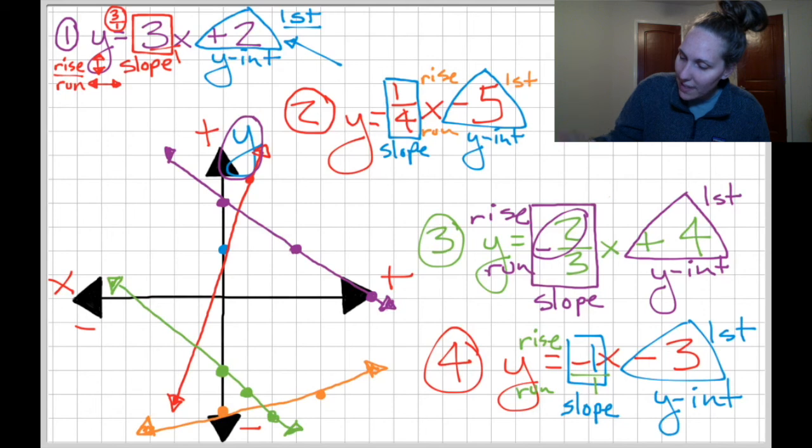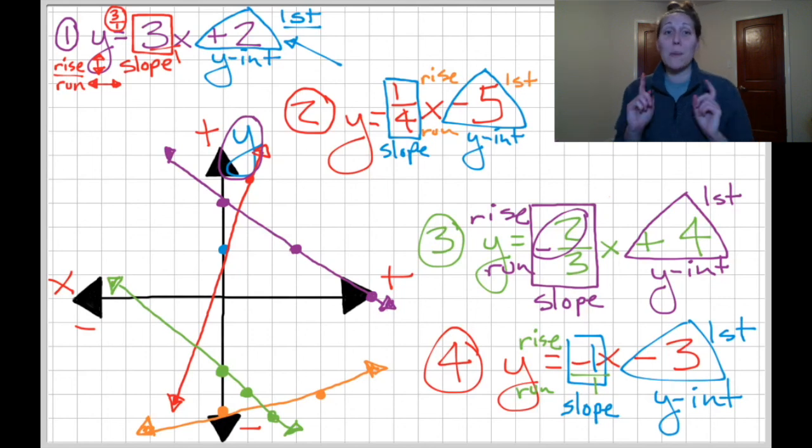So we graphed several lines here, and hopefully you got lots of different examples as to how to graph linear equations when the equation is in slope-intercept form. Remember, if it's not, you have to put it in slope-intercept form, and we did that in the lesson right before. So great job.